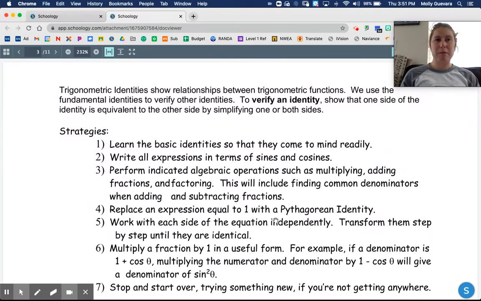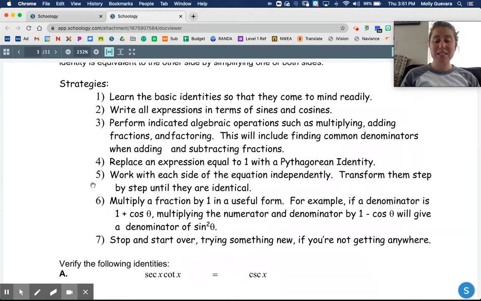Every single problem is different because it depends on what you're given and it depends on what you're trying to accomplish. So here are some strategies. Again, they're not like steps, but they are strategies to help you figure out ways to do this.